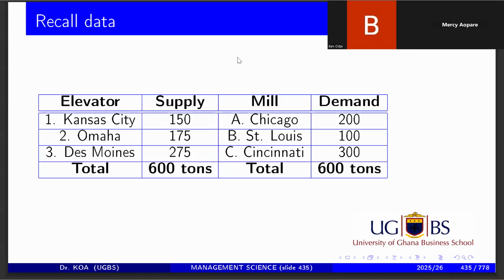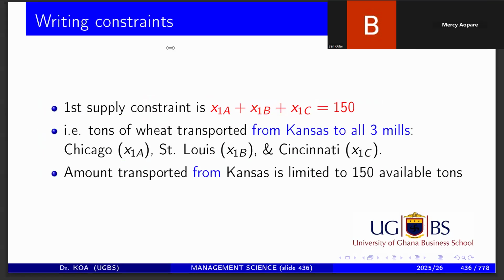Okay. Ben, you have a question? Yes, I have a question. With a non-negativity constraint, since it's a balanced transportation, why do you have them greater than or equal to 0? Oh, the greater than or equal to 0 is about the decision variable. It's not about the general constraint. The greater than or equal to is about the decision variable.